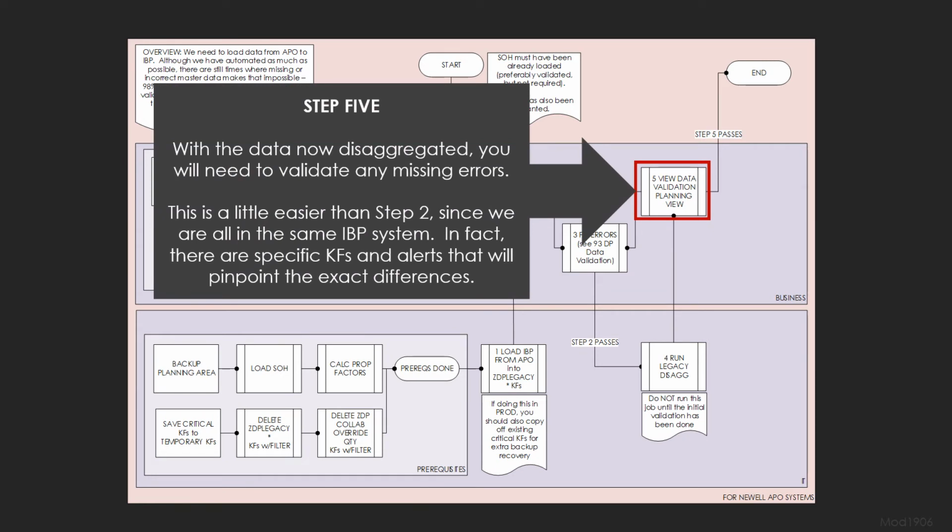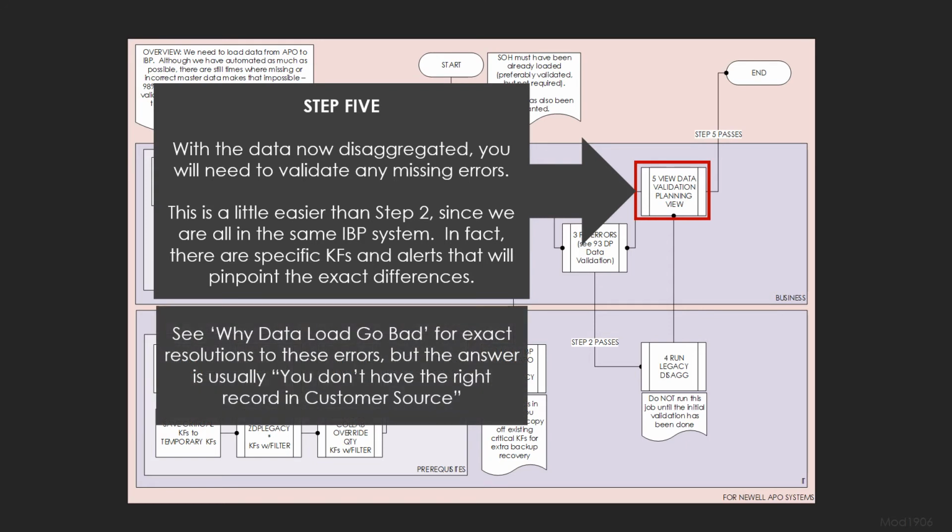Step 5, with the data now disaggregated, you need to validate any missing errors. This is a little easier than step 2 since we are all in the same IBP system. In fact, there are specific key figures and alerts that will pinpoint the exact differences. See why data goes bad for exact resolutions to these errors, but the answer is usually you don't have the right record in customer source.